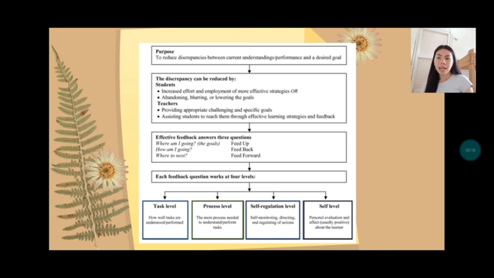going, the feedback; and where to next, the feed forward. The feedback question works at four levels, and these are the task level, process level, self-regulation level, and the self level. The purpose of feedback in the assessment and learning process is to improve a student's performance, not to put a damper on it. It is essential that the process of providing feedback is a positive or at least a neutral learning experience for students, so that the feedback can help set a path, directing their attention to areas for growth and improvement and connecting them with future learning opportunities.